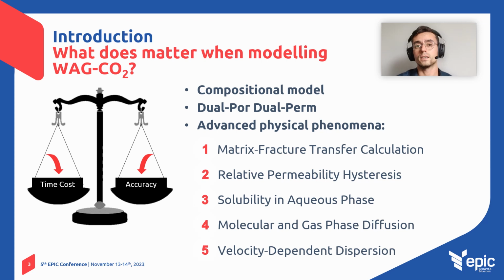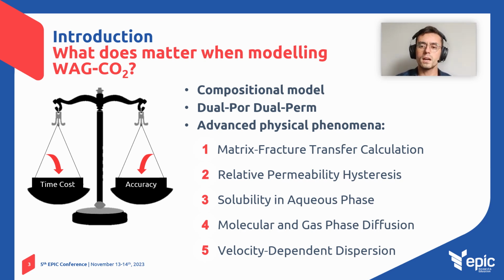We know that water alternating gas injection has been used in industry as an enhanced oil recovery method for decades, but we need to go deeper on understanding physical phenomena that may be important when modeling this type of recovery method. So the first point is to use a compositional method, as we have a change in component compositions in all the phases, and so this compositional model makes the model more accurate because the mass balance is more accurate.